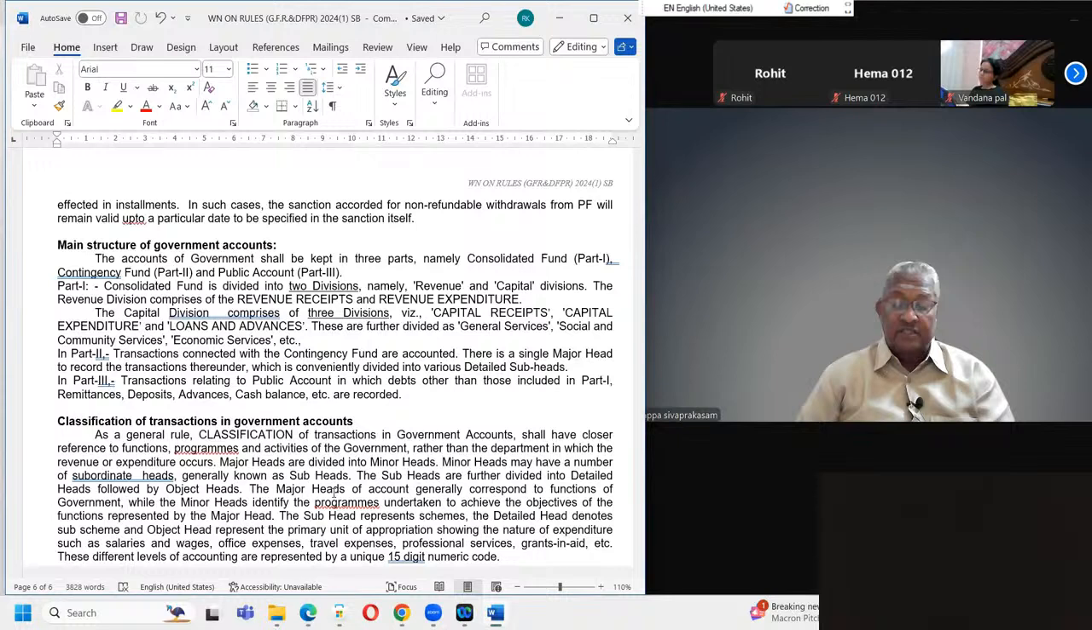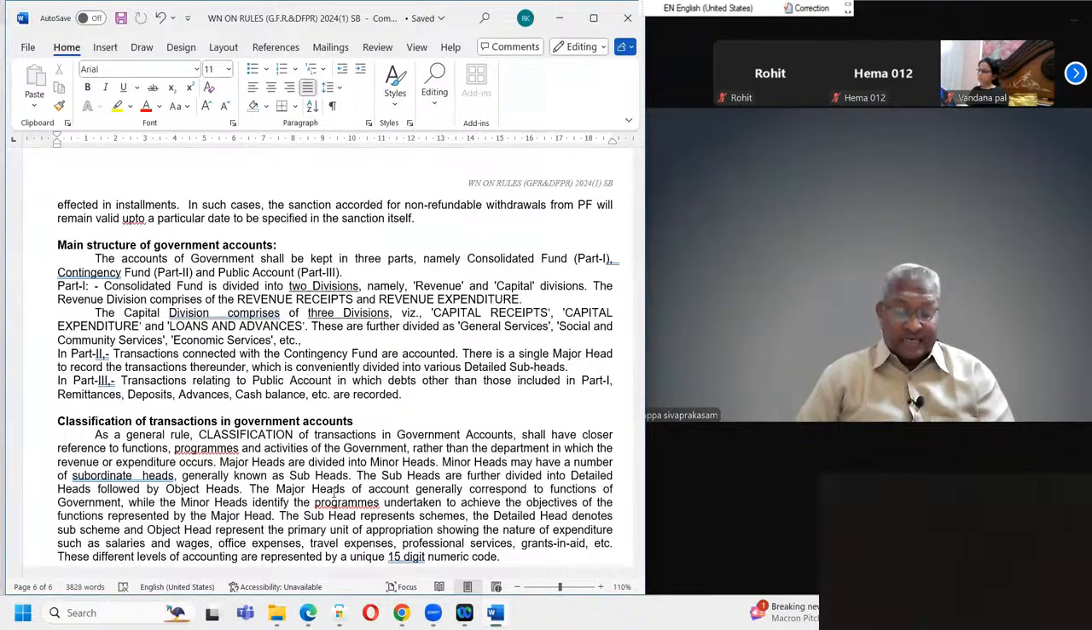The accounts of government shall be kept in 3 parts, namely consolidated fund part 1, contingency fund part 2, and public account part 3. Part 1, consolidated fund is divided into 2 divisions, namely revenue and capital divisions. The revenue division comprises of revenue receipts and revenue expenditure. The capital division comprises of 3 divisions: capital receipts, capital expenditure, loans and advances. These are further divided as general services, social and community services, economic services, etc.